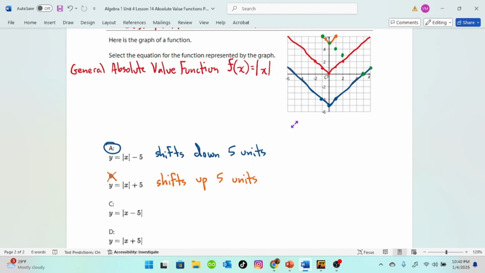So notice now we still have our V shape, but now when we subtracted 5 inside the absolute value function, we actually shift right 5 units. So C was not the correct one.